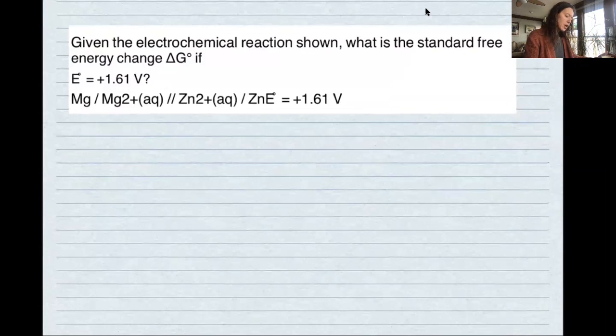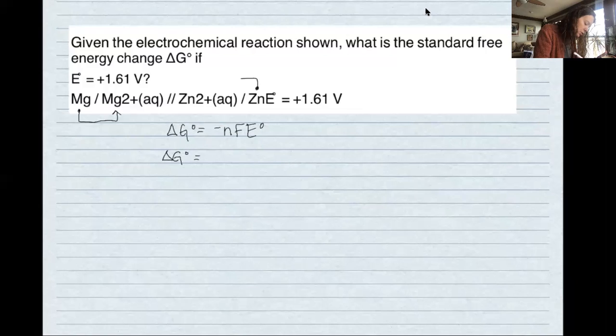Given the electrochemical reaction shown below, what is the standard free energy change delta G if, well, you can kind of think GNRF. That's one way I memorize it. So we need to solve for delta G standard. I need my number of moles of electrons. We'll look here: Mg to Mg 2+ is 2, Zn to Zn 2+ is 2. So therefore, we've got negative 2 moles of electrons.